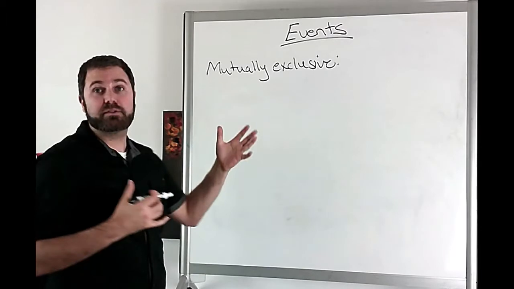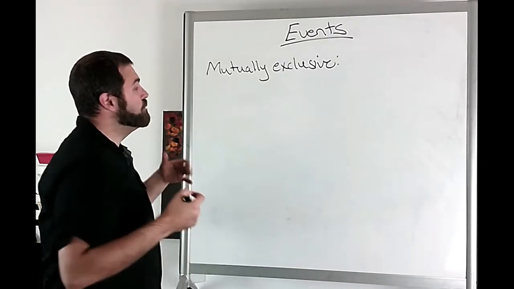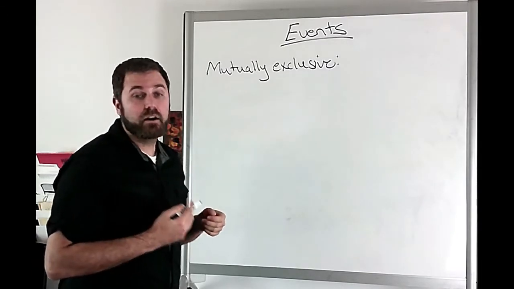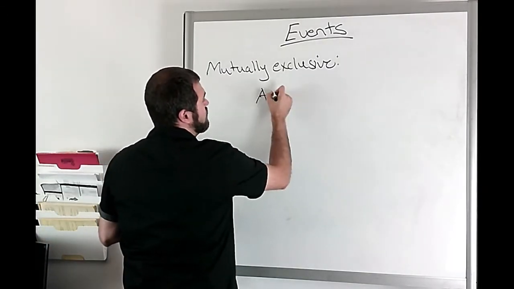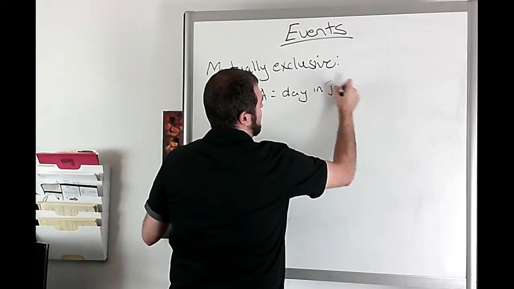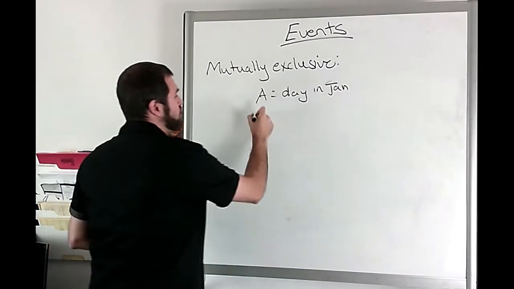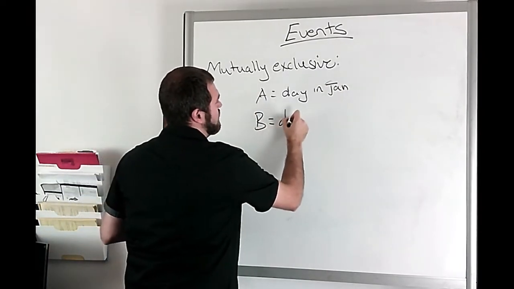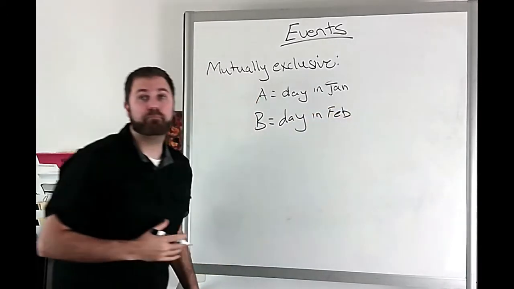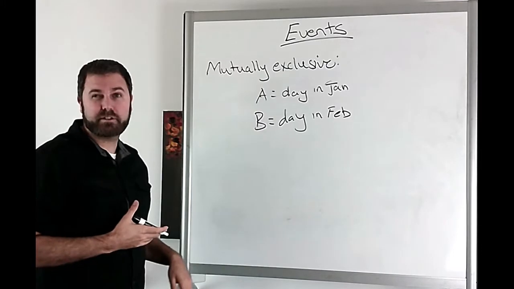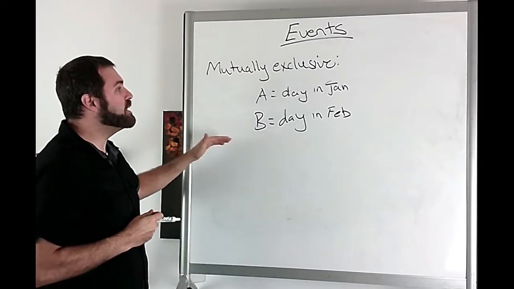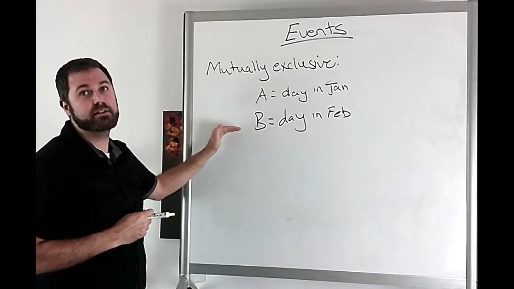Using our examples of days of the year, a mutually exclusive event would be choosing a day from the year. So your A would equal a day in January, and B would equal a day in February. So both of these are mutually exclusive because you can't choose both of them at the same time. You can't be both a day in January and a day in February.